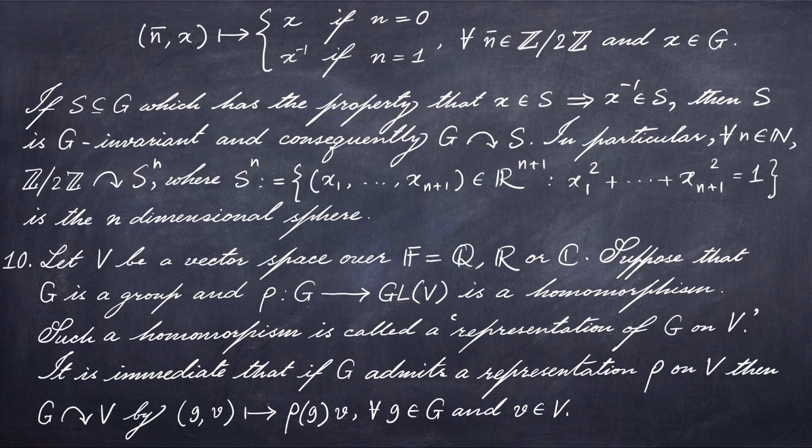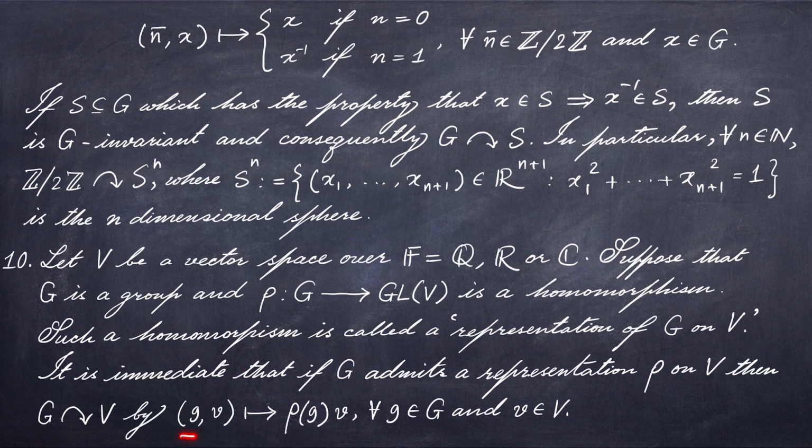The next few examples of actions that we are going to see are basically coming from representations. We will talk about representations in detail in the next lecture. So, given a group G and a vector space V, a homomorphism from G to GL(V) is called a representation, or representation of G on V. So whenever we have a representation of G on V, then automatically we obtain an action of G on V.